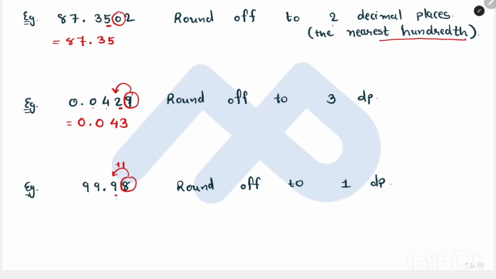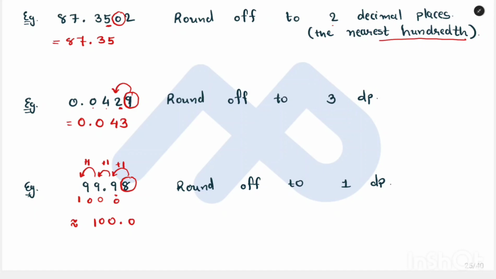So what we can do, we replace this 9 with the 0 of the 10, and we add 1 here. But when you are adding 1 here to 9, again it will become 10. So 0 will be written here, and then 1 will be added here. Again this 9 will become 10, so you'll have to write it like this. So your answer is 100.0. This is the rounding off to the nearest 1 decimal place.